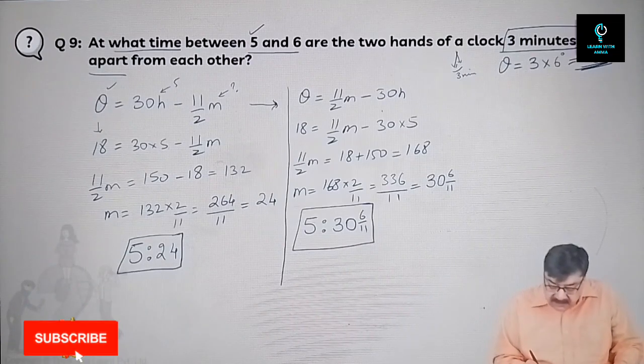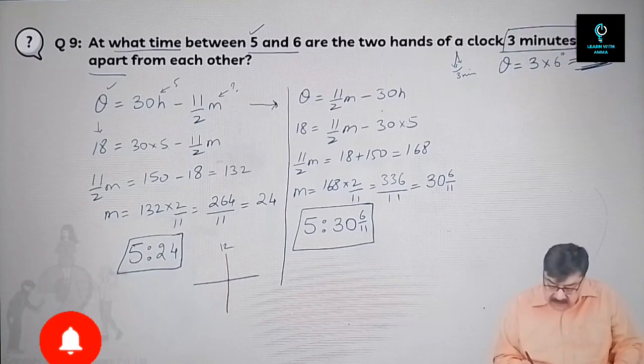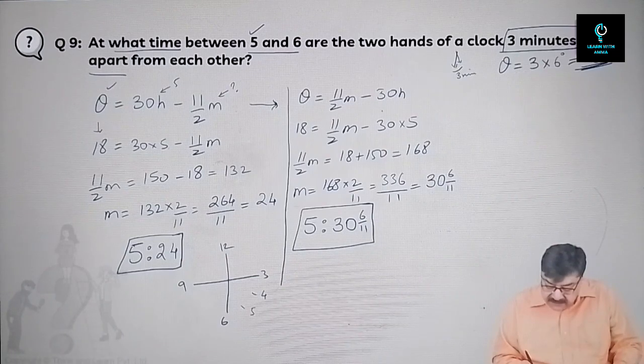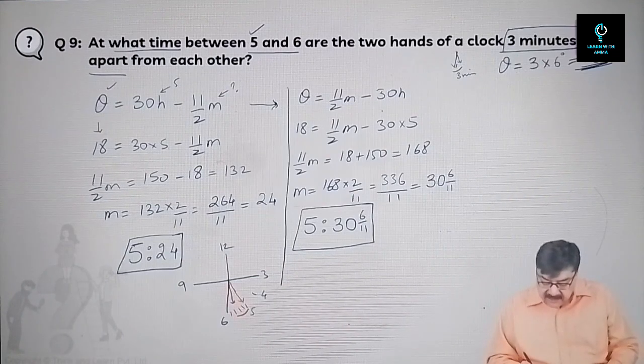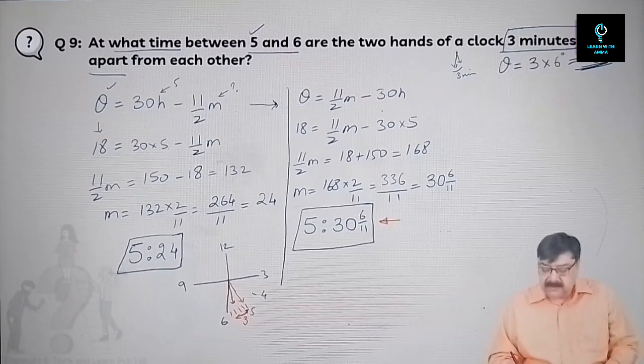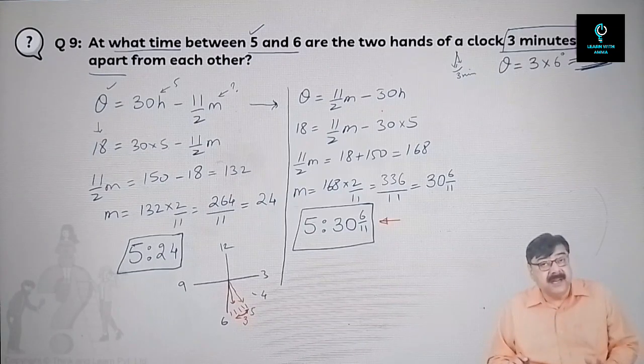Now let me give you a rough diagram here. This is 12, this is 3, this is 9, this is 6. This shall be 4, this shall be 5. So we can say here that the two hands are 3 minutes apart from each other. Now similar kind of thing happens or can be viewed at 5:30, 6 by 11 hours.